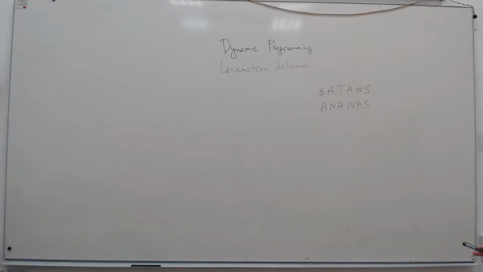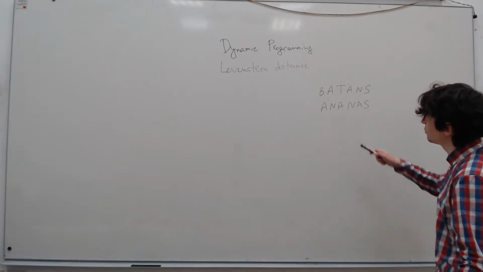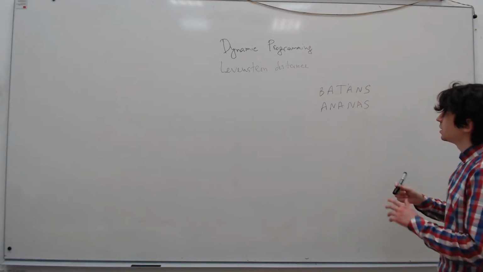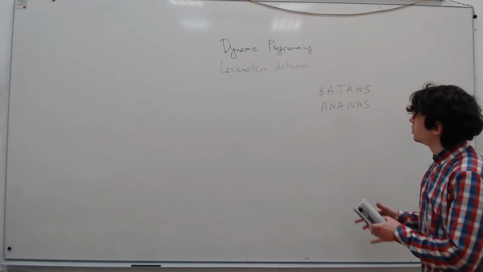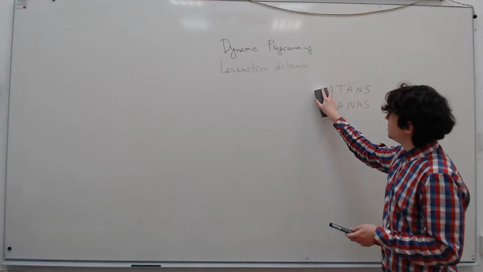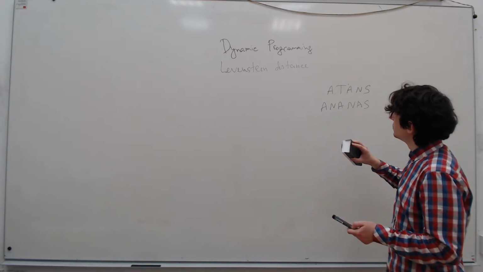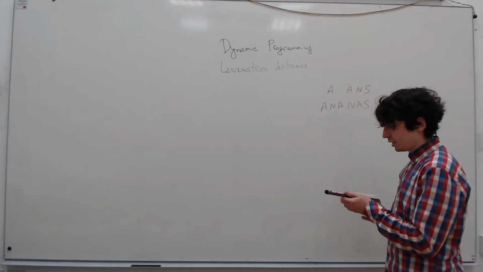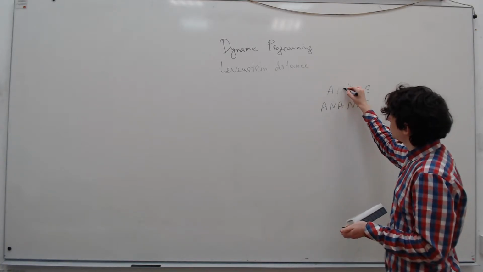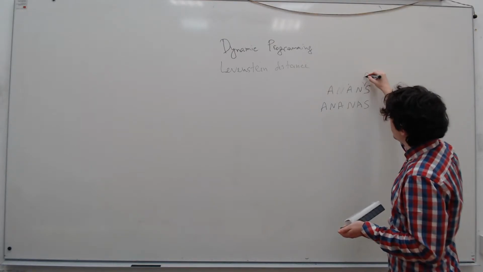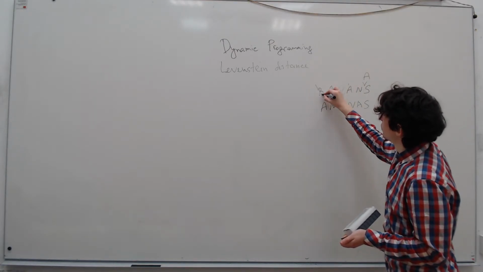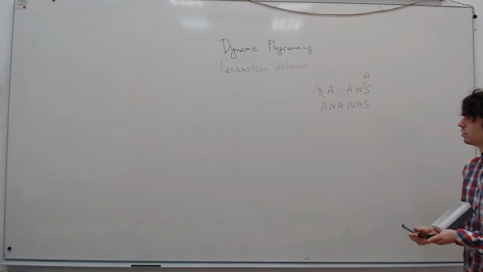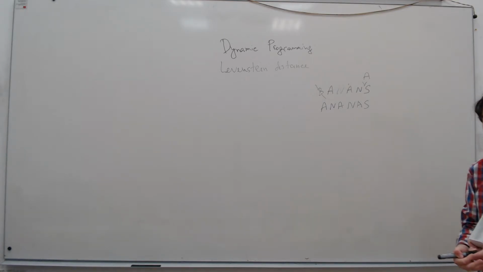If you don't understand, here is how to get from "buttons" to "ananas". You can erase B, you can change N to T, and you can insert A here. So the edit distance is 3.